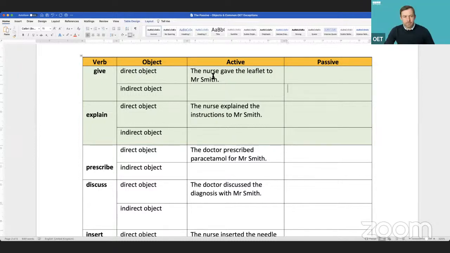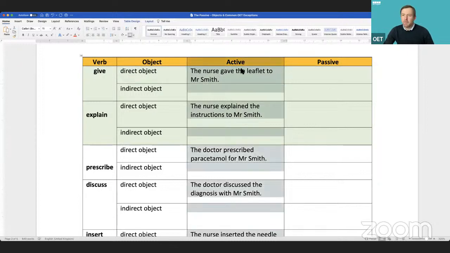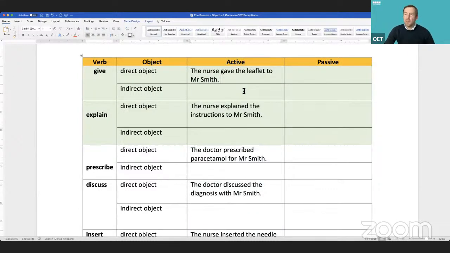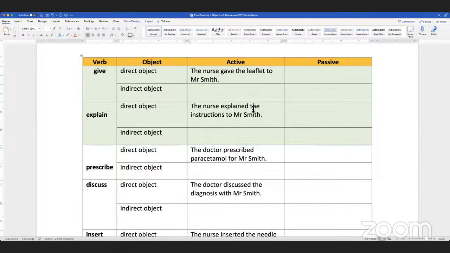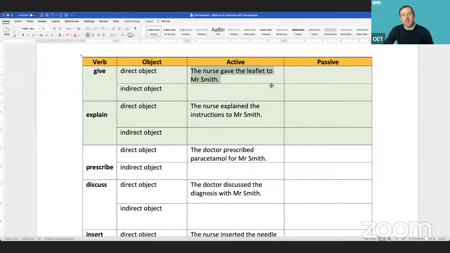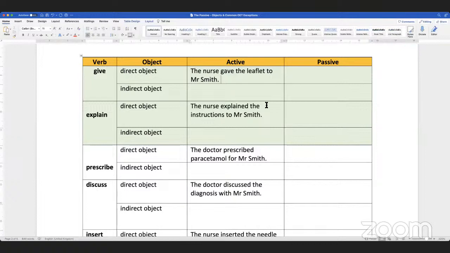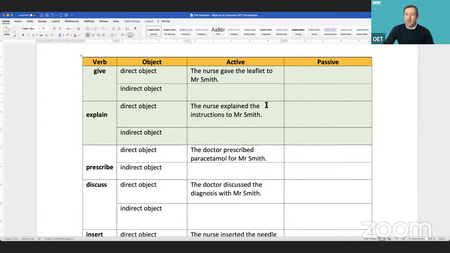So let's have a look. This sentence here is in the direct object line and in the active column. Now how do we know that for sure? Hussein, are you there? Yes, I'm here, sir. How do I know that this sentence is active? Because there is no be and past participle. That's a really good answer.